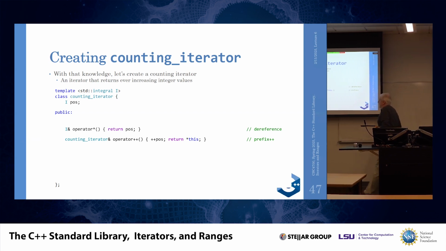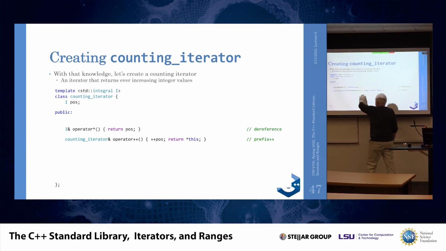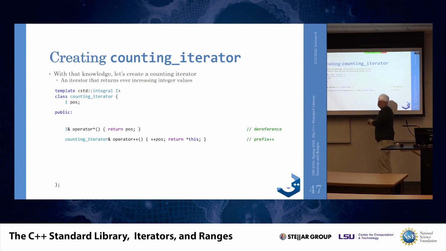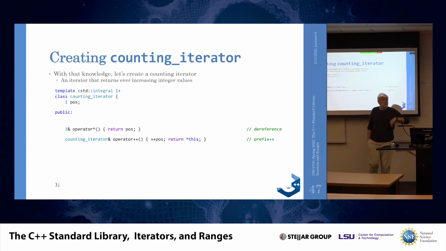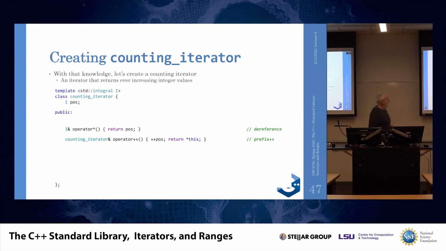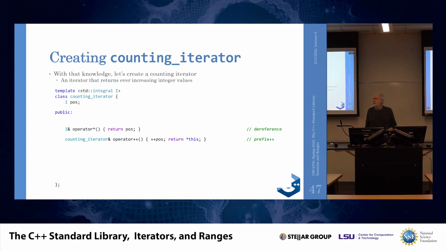Prefix increment. Well, operator plus plus, what does it do? It needs to increment our integer, obviously, and it needs to return a reference to itself so that you can chain things. Easy. How do we represent the postfix plus plus in C++?